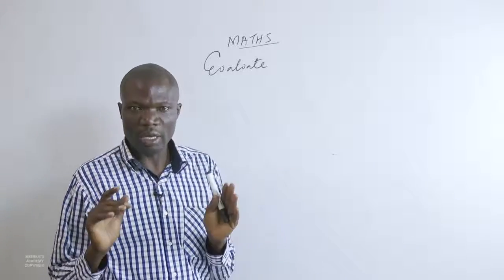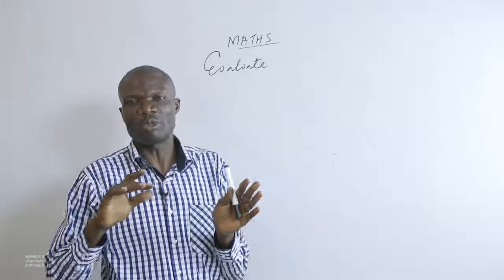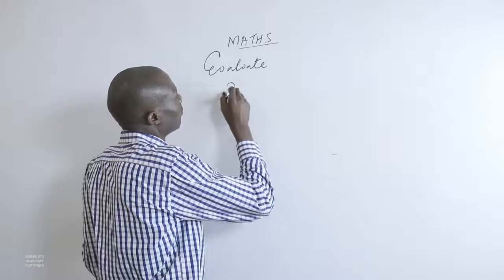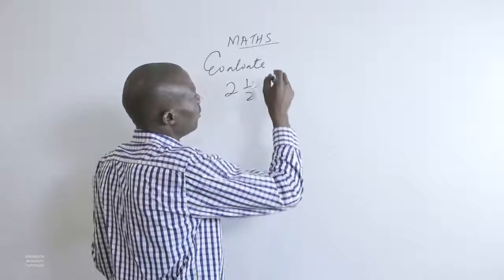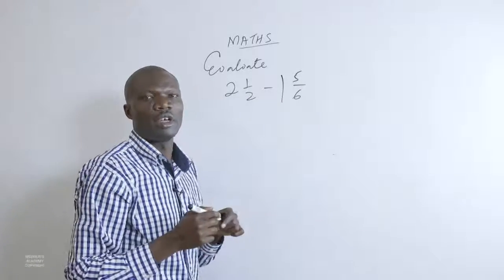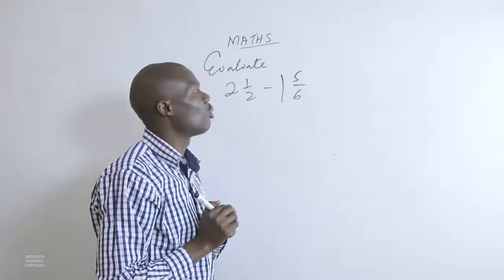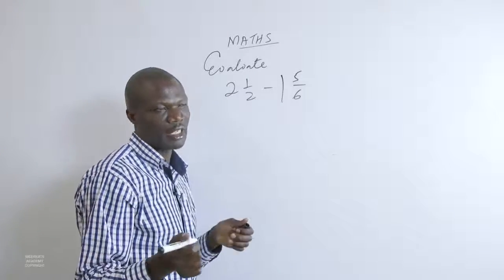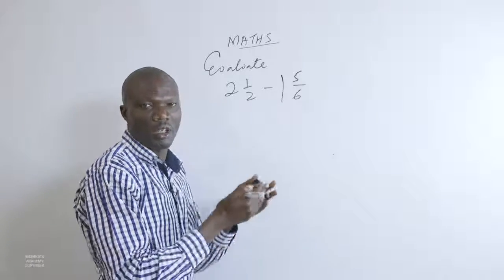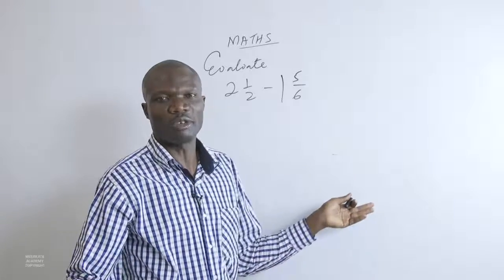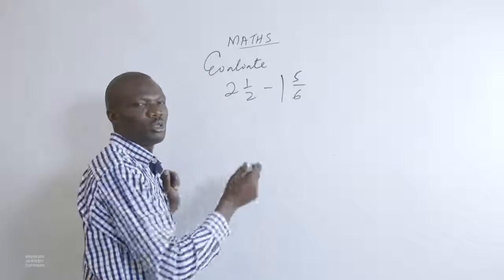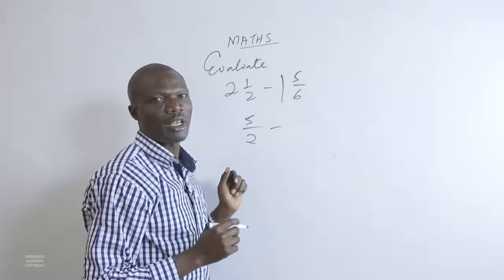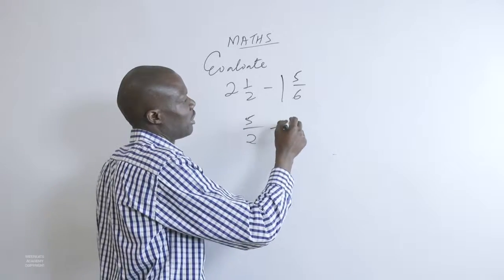What if we were subtracting mixed numerals? Evaluate 2 and 1 over 2 minus 1 and 5 over 6. As I've just said, convert everything into improper fractions. Make sure the denominator is the same and carry out your operations. As simple as that. 2 times 2 is 4. 4 plus 1 is 5. So we have 5 over 2 minus 6 times 1 is 6. 6 plus 5 is 11 over 6.